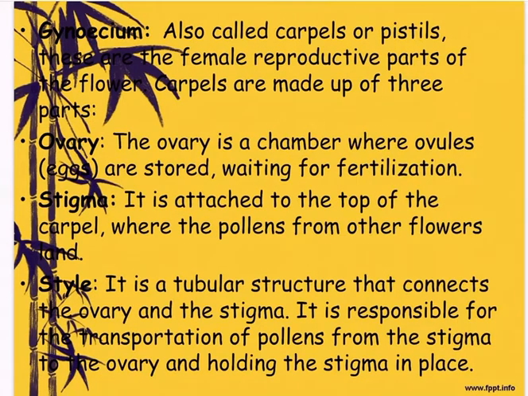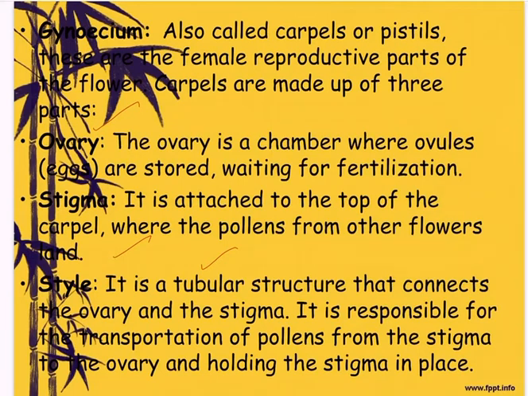And then gynoecium, the female reproductive system, also called carpel or pistil. So the female reproductive part of the flower, namely carpel, is made up of three parts. First, stigma. It is attached to the top of the carpel where the pollens from other flowers sit. And then style, a tubular structure that connects the ovary and the stigma. It is responsible for the transportation of pollens from stigma to the ovary and holding the stigma in place.